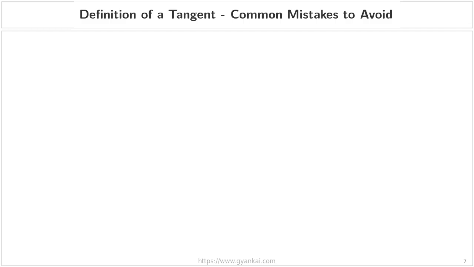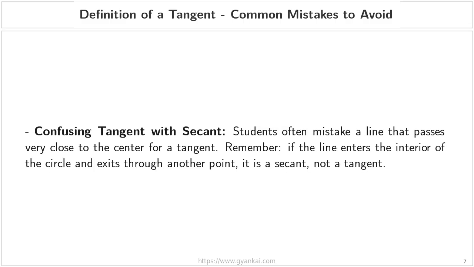Definition of a tangent. Common mistakes to avoid. First, let's talk about the mistake of confusing a tangent with a secant. It is very common to see a line that passes extremely close to the center of the circle and mistakenly label it a tangent. However, you must apply the rule we discussed in slide 3. If that line enters the interior of the circle and exits through another point, it has 2 points of intersection. Therefore, it is strictly a secant, not a tangent.